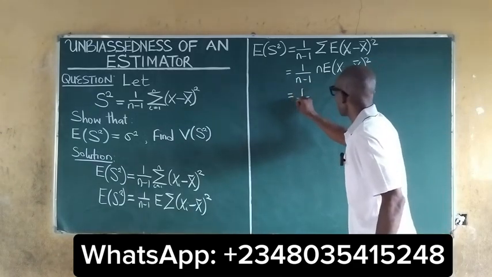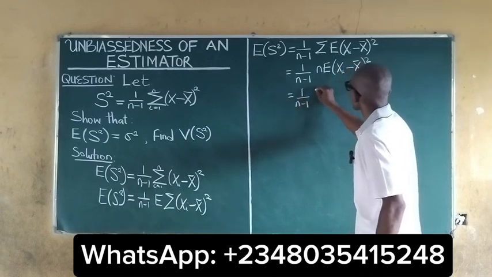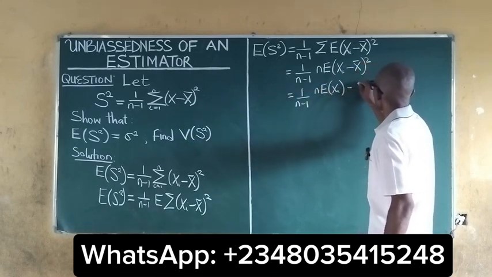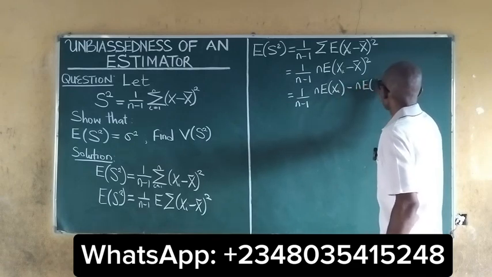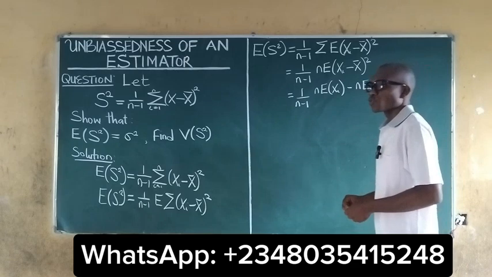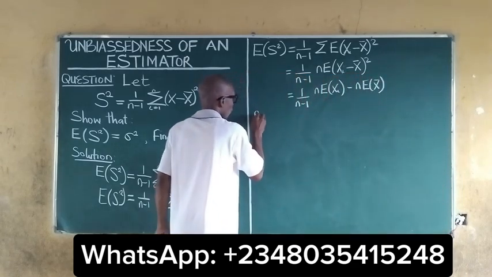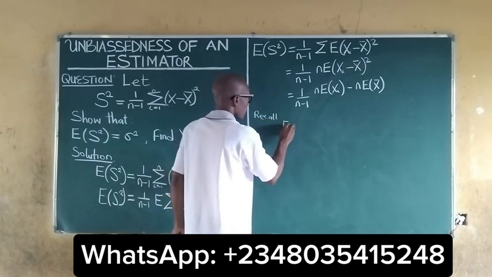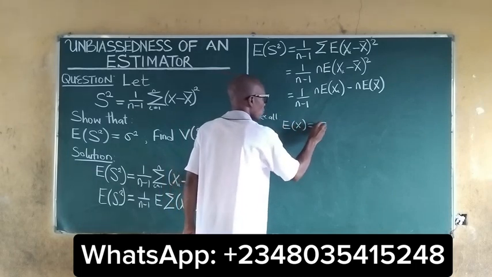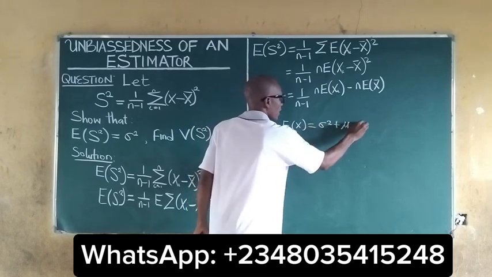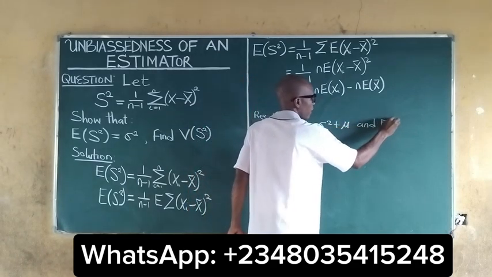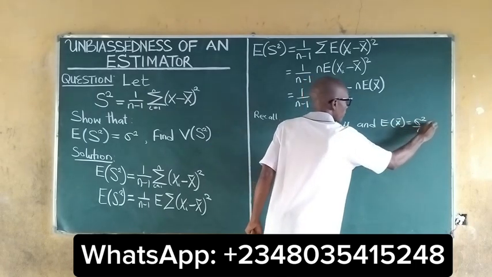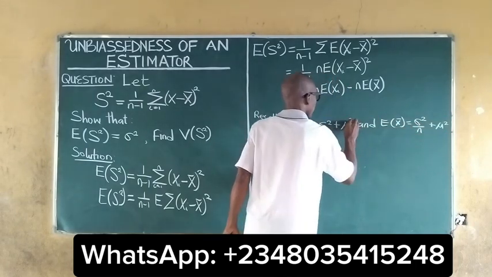which is also the same thing as 1 all over n minus 1 into n times the expected value of xi squared minus n times the expected value of x bar squared. We should also recall that the expected value of xi squared is equal to the variance plus mu squared, and the expected value of x bar squared is equal to sigma squared all over n plus mu squared.